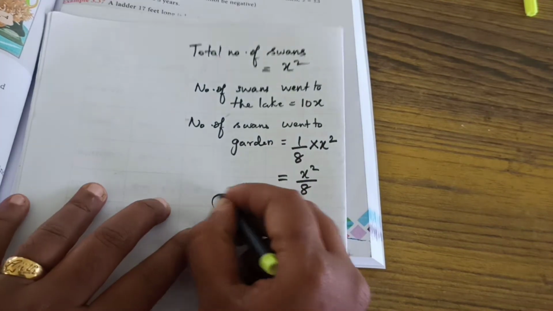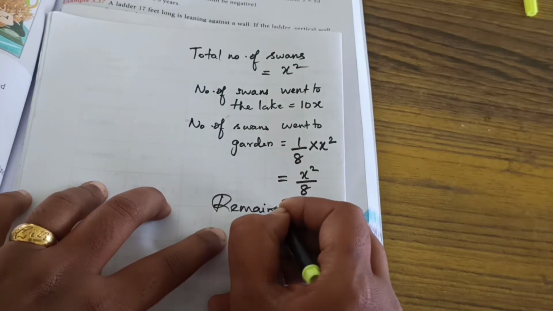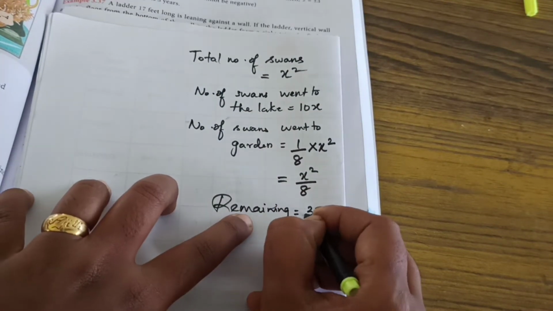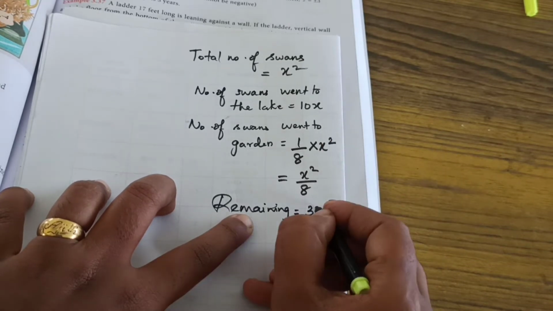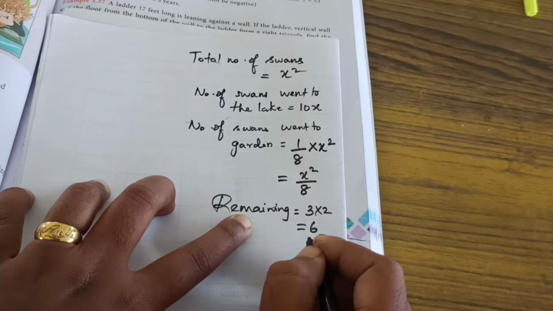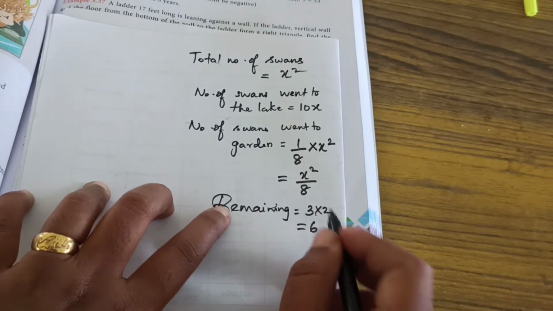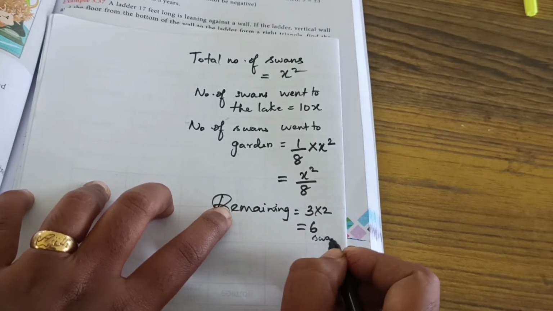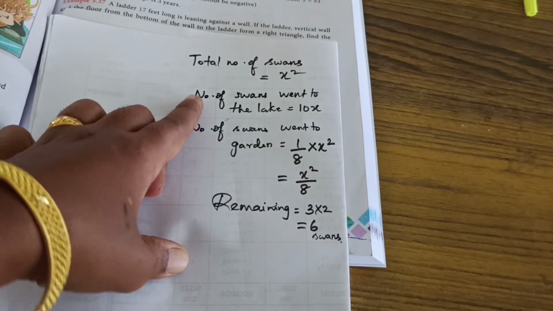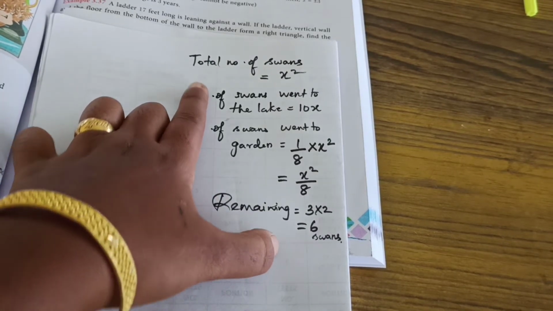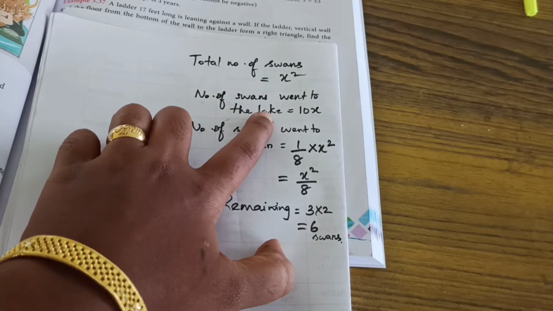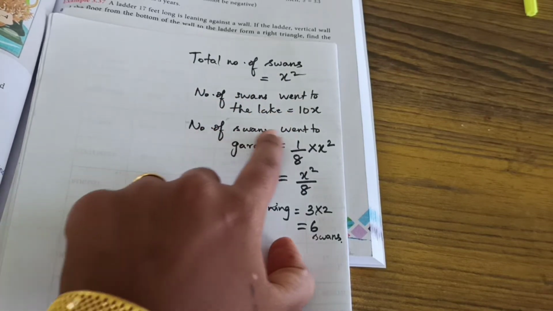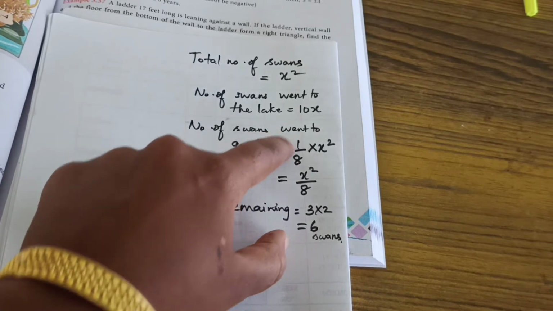So how much remaining? 3 pairs. 3 pairs means 1 pair means 2, so 2 pairs means 4, 3 pairs means 6. Remaining how many pairs? 3 pairs. That means 6 swans. 6 swans only remaining. So listen to the question carefully. Total number of swans x square. Number of swans that went to the lake, 10x is given. Number of swans that went to the garden, 1/8 of the members.